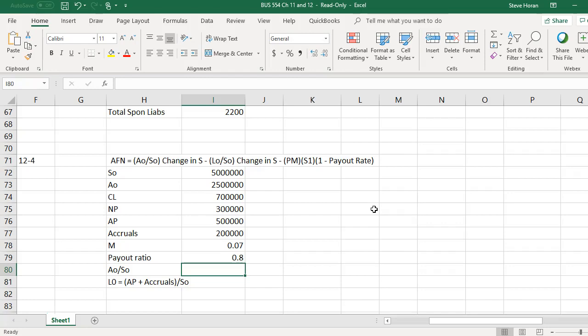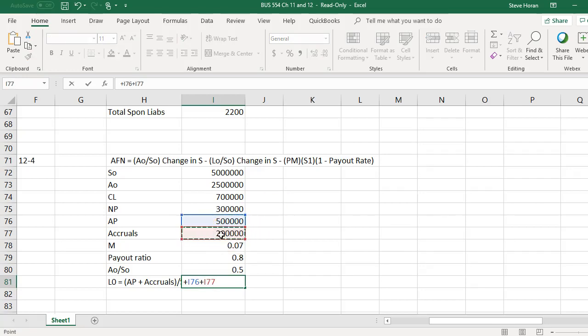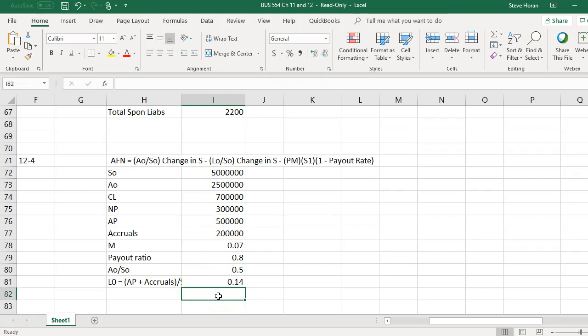And then my A0 to S0, my capital intensity ratio, let's just do the math here. Get that 50%. And then L0, my spontaneous liabilities, is the sum of the AP and the accruals divided by my sales. And I got to fix the formula here. I got to make sure I've got parentheses in the right place. Let me fix that, and that'll get me to 14%. Okay, so it's kind of important that we see it from that perspective.